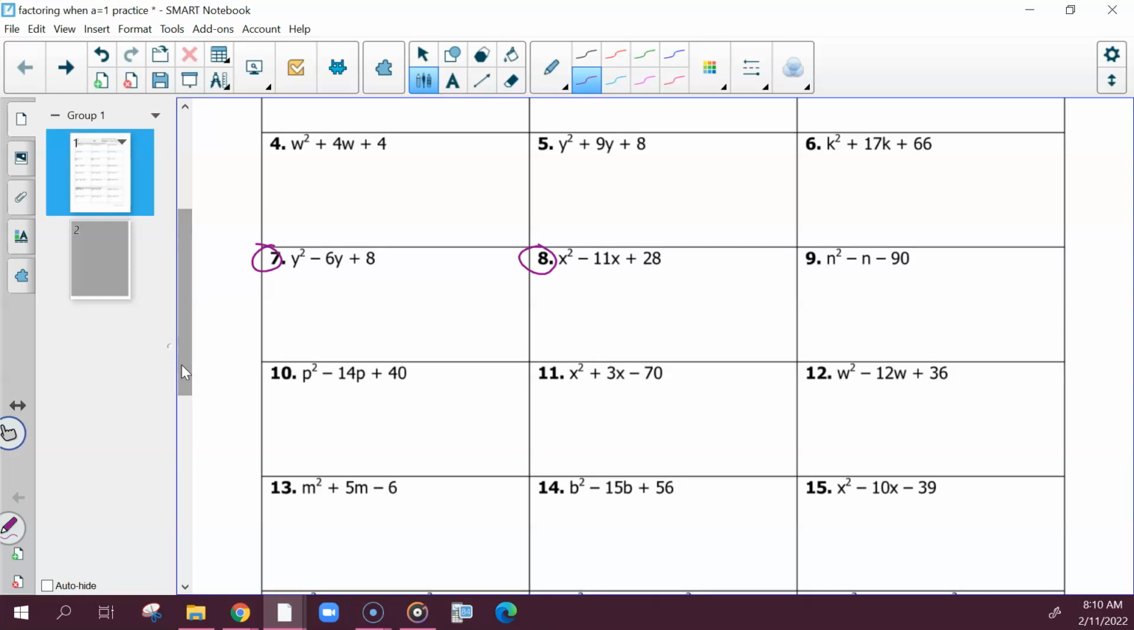So for 7, we're looking for two numbers that multiply to be 8, but add or subtract to be negative 6. Factors of 8. 4 and 2. Those are going to be the ones that work, because 1 and 8, no matter how I add or subtract, that would not.